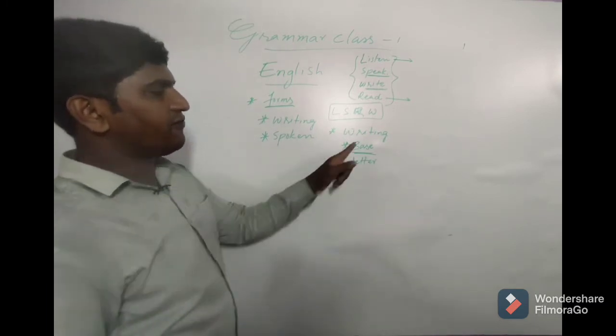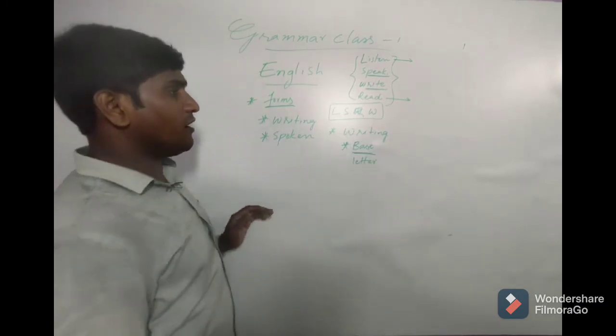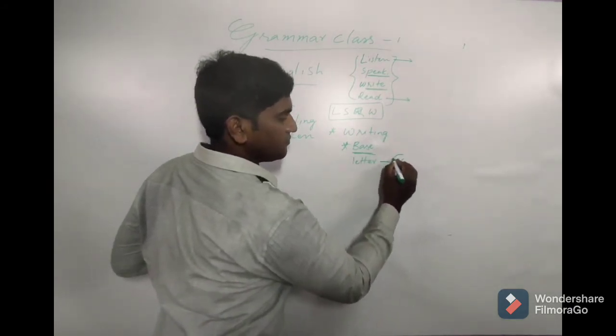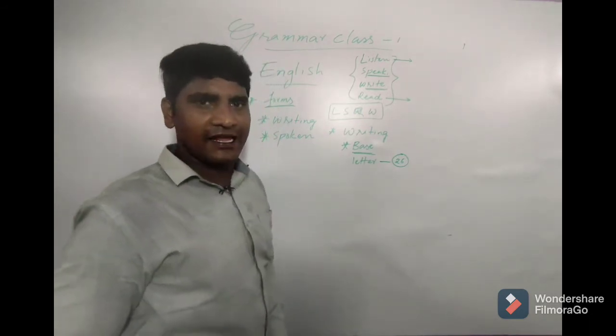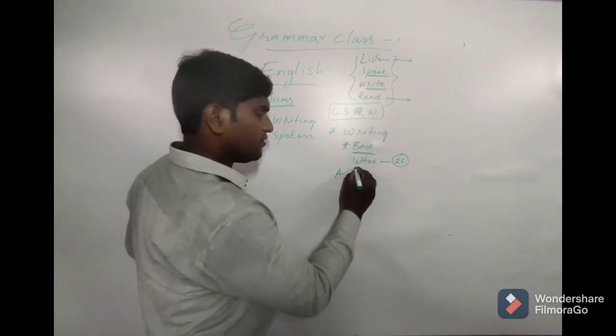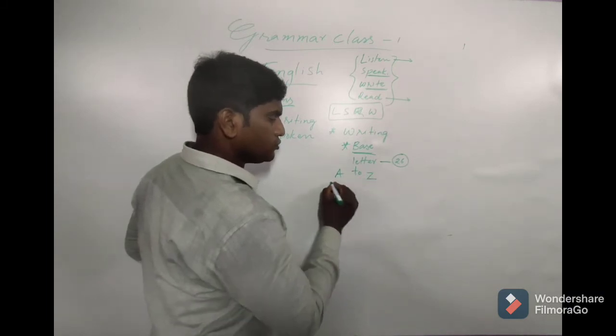Letters are the base form of writing. Now we have to discuss how many letters we have in the English language. We have 26 letters, right? In the English language, we have 26 letters. What are they? They are from A to Z.